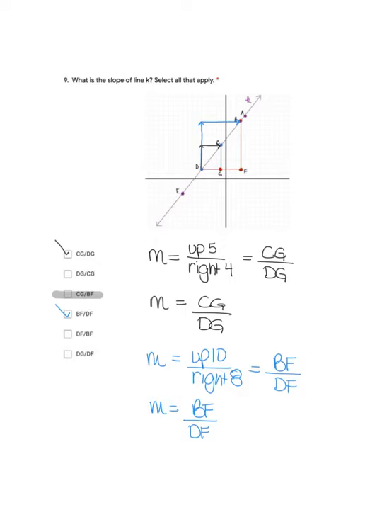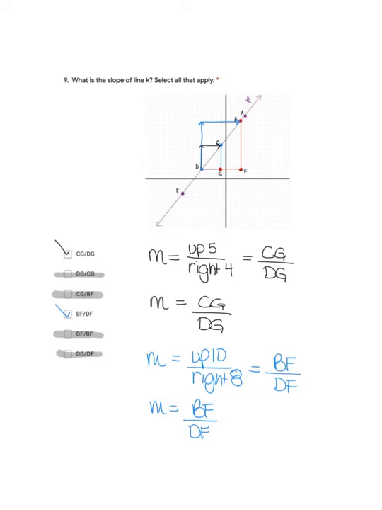Well, if BF over DF is a solution, then we know that DF over BF, which is the reciprocal, is not a solution. Okay? Also, if CG over DG is a solution, that means that the reciprocal DG over CG is not a solution. We also know that DG over DF, which is a horizontal segment over another horizontal segment, DF, is also not possible in terms of being the solution.